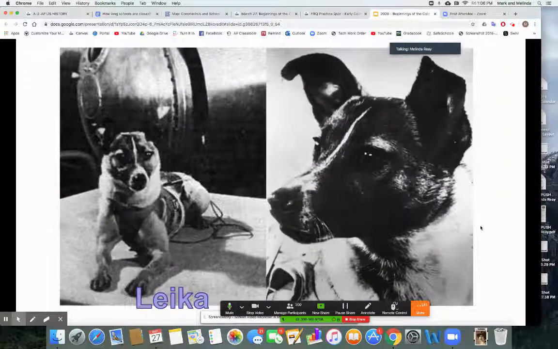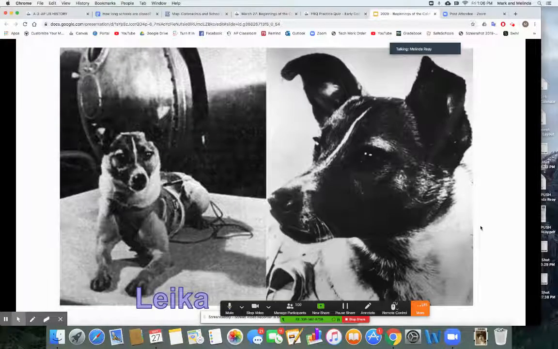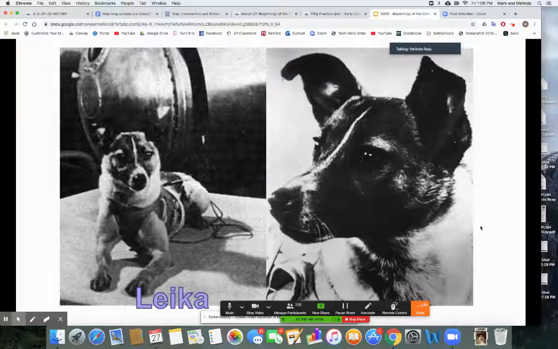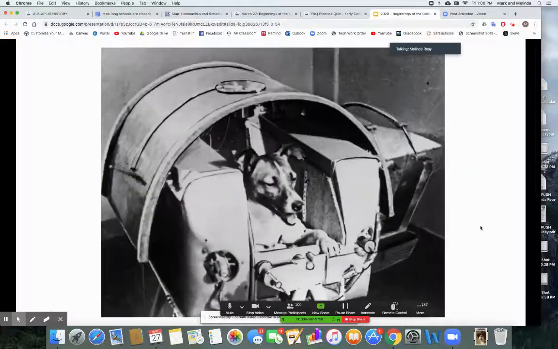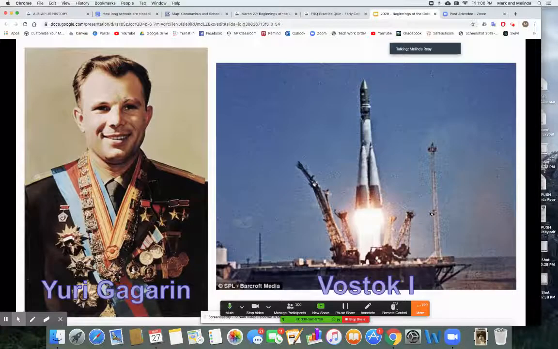Laika went up into space, and this was the first time Russia was able to get past the atmosphere without it burning up. Unfortunately for Laika, they incorrectly put Laika into the space pod, and it ended up suffocating Laika, and Laika died. Not due to space, but due to the fact that they did not put the dog up into space correctly. This was what the little pod was. So this dog suffocated. I'm sorry. Sad things.